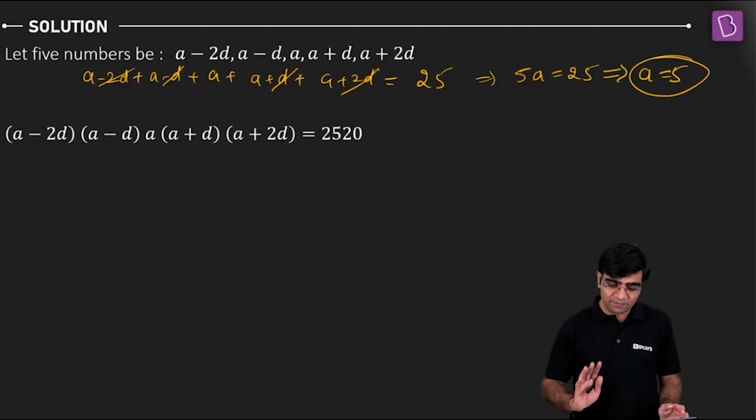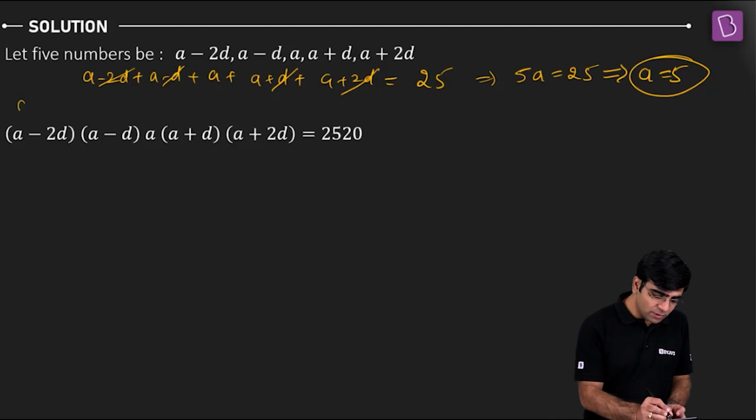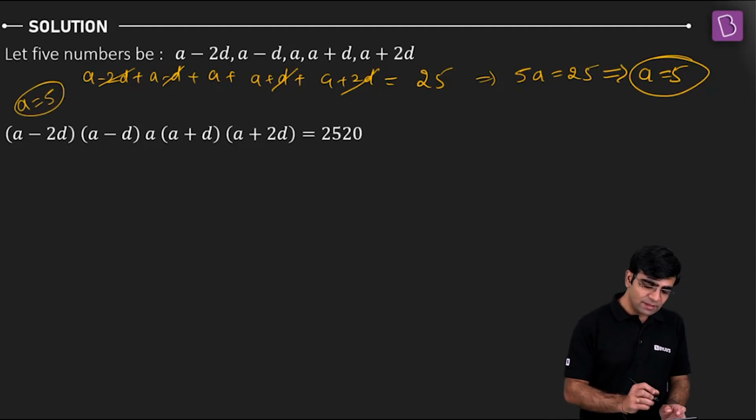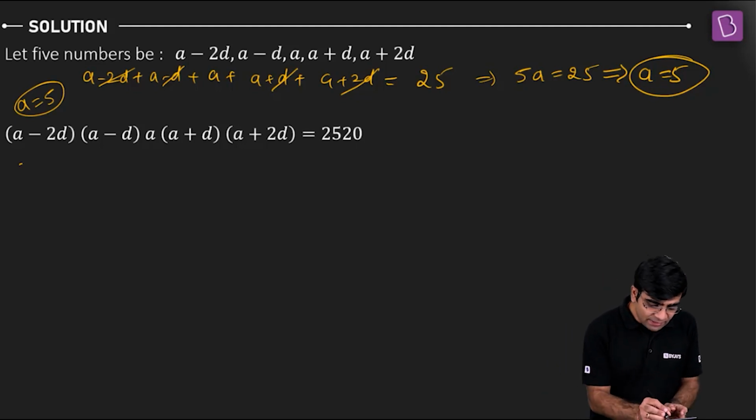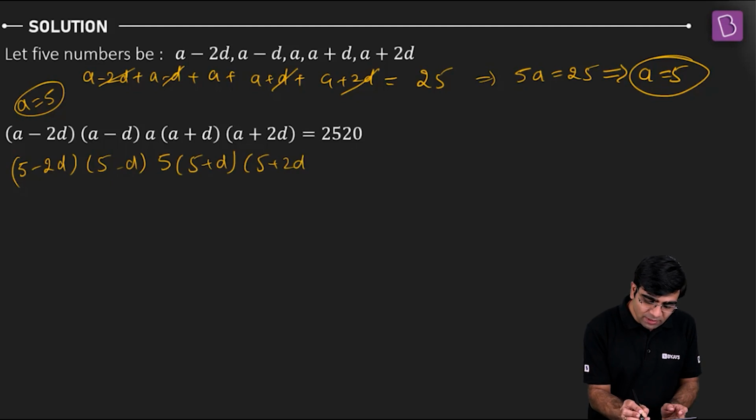The value of a that we have already figured out as 5, right? So a is already figured out as 5. Let's plug in the value and see how the product is behaving. So I get this as (5 minus 2d) into (5 minus d) into (5 plus d) into (5 plus 2d) equal to 2520.